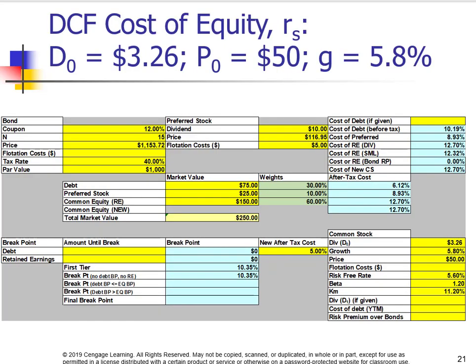So if we look for the cost of equity now utilizing the discounted cash flow model, now we need D0, $3.26 is what we're told. Stock sells for $50, and we have estimated that the growth of dividends is around 5.8%. So that tells us, using the dividend model, the cost is around 12.7%. So now we have two numbers. We're going to use a third here in a second.